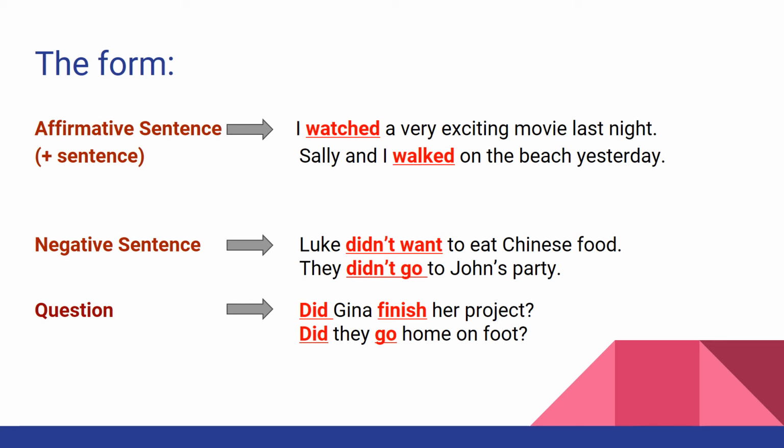When we want to make a negative sentence, we use the form did not plus the verb. For example, Luke didn't want to eat Chinese food, or they didn't go to John's party. When we want to make a question, we start the question with did and then use the verb itself again. For example, did Gina finish her project, or did they go home on foot?